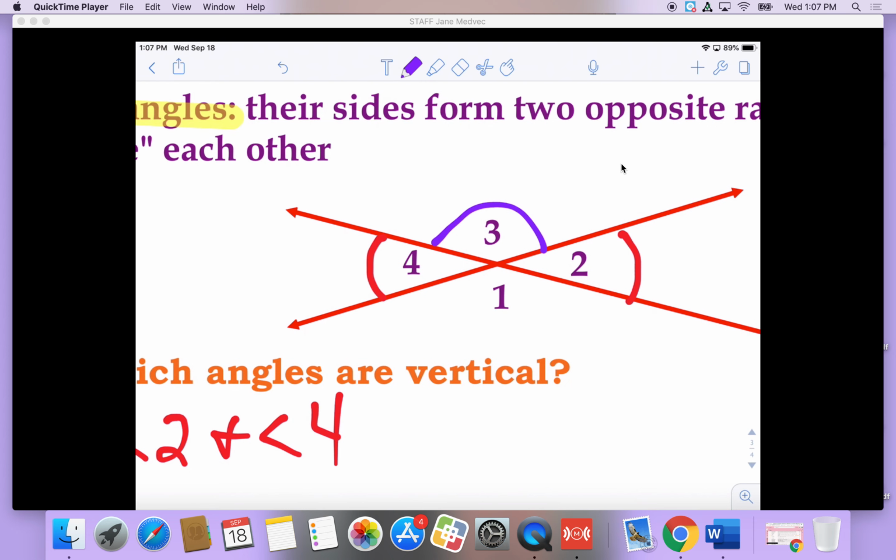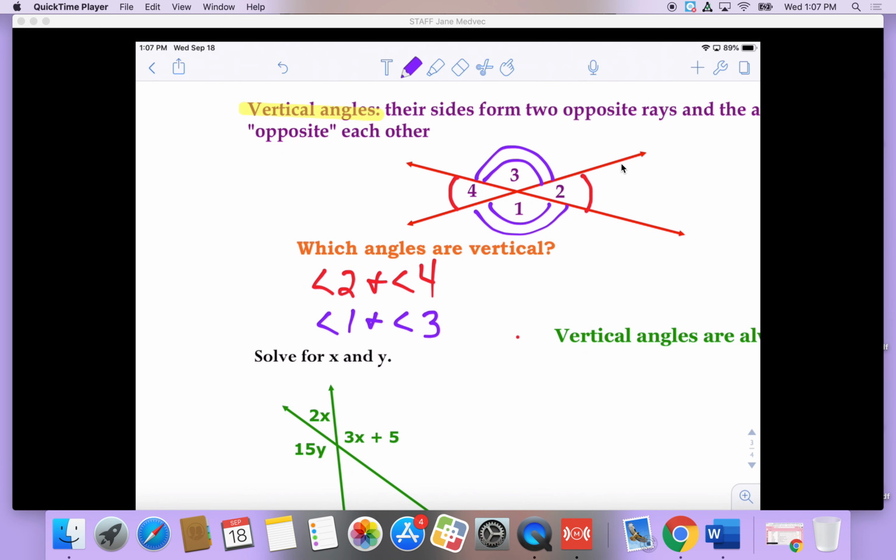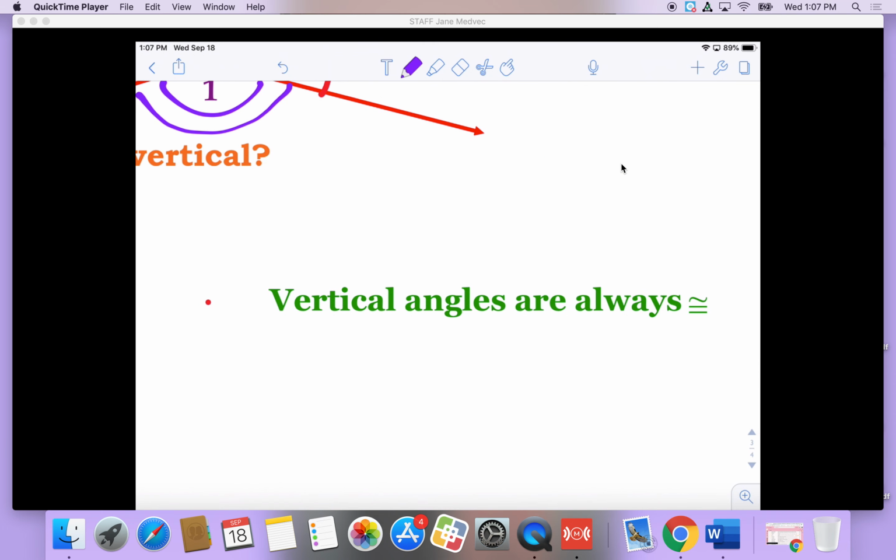Angles 3 and 1 are also vertical angles. They're vertical to each other. So they're like opposite from each other. Very hard for some students to look at and see. They're formed when two lines kind of cross each other and they kind of form the X. Okay, so here's another thing that you need to know about, and this is really important. Vertical angles are always, what does that symbol mean? They're congruent.